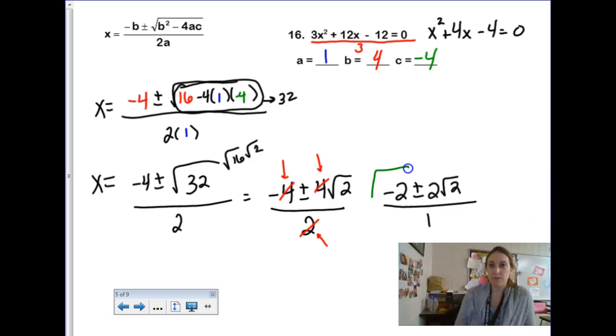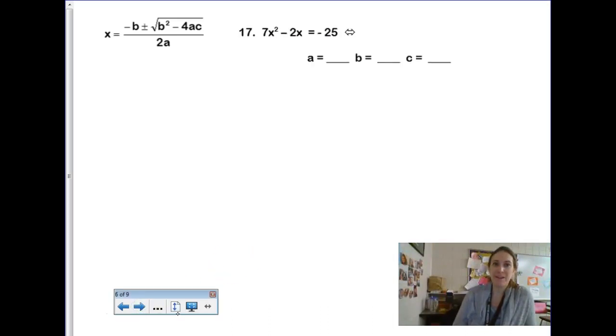So it would be best if you set your answers up just looking like this with a little x equals in front of it. And you have two irrational answers, negative 2 plus 2 square roots of 2 and negative 2 minus 2 square roots of 2. Lovely. Alright.